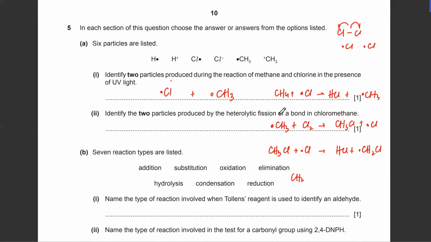Okay, identify 2 particles that are produced by the heterolytic fission of a bond in chloromethane. Is the first one clear? Saim, is it clear? Osma, Sidra? Okay, tell me, he's saying identify 2 particles which are produced by the heterolytic fission of a bond. Which of the bonds is going to break heterolytically?